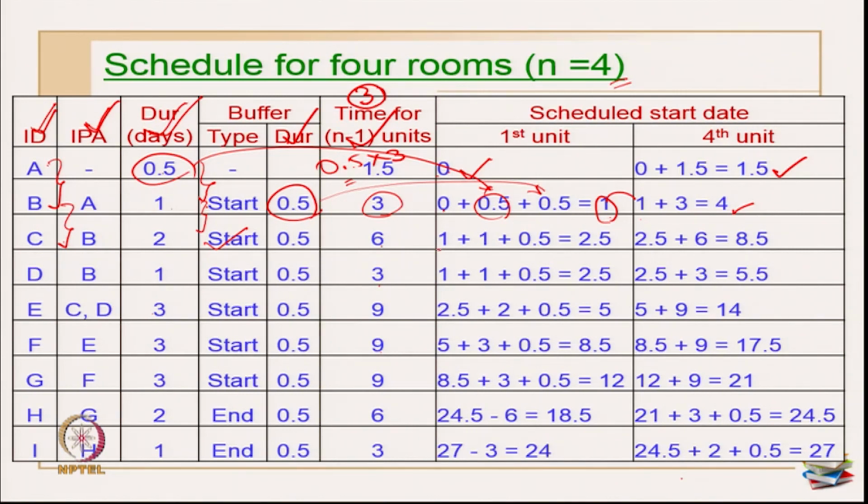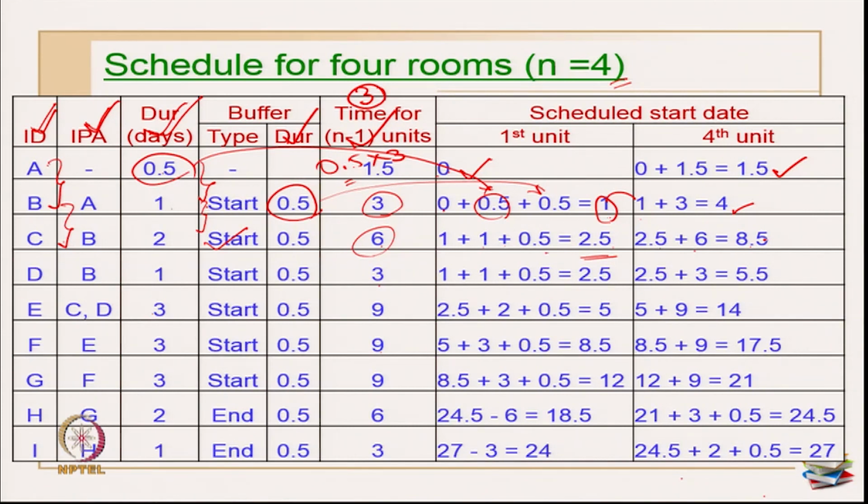So, this is again 1, it comes from here. This is 1 plus duration of activity B, which is 1, plus 0.5, the buffer between B and C. This becomes 2.5. So, the scheduled start date for the 4th unit will be 2.5, which is here, plus the time taken for finishing my n minus 1 units, which is 6. So, this becomes now 8.5.